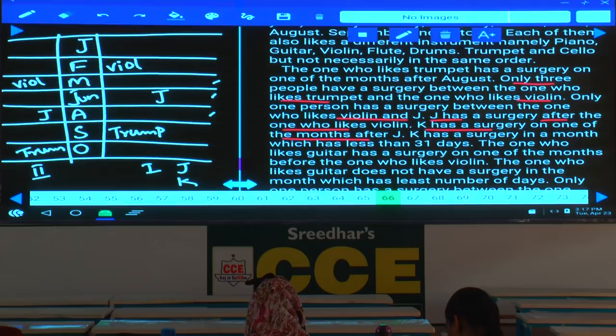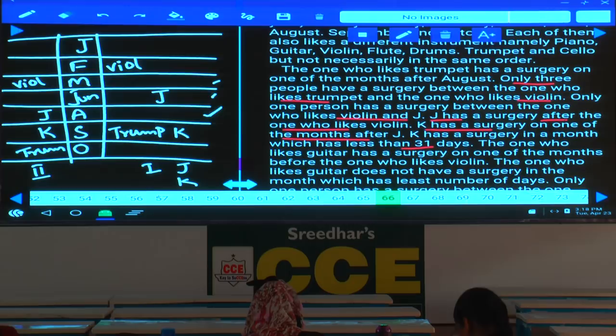Then, K has a surgery in a month which has less than 31 days. Now, in the first case, among August, September, and October, which has less than 31 days? Only the month of September. Hence, K must be here. Isn't it? And in the second case also, K must be here. Hence, in both the cases, K must be in the month of September only.